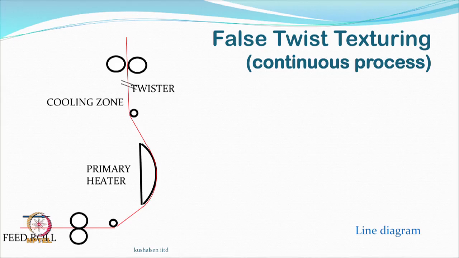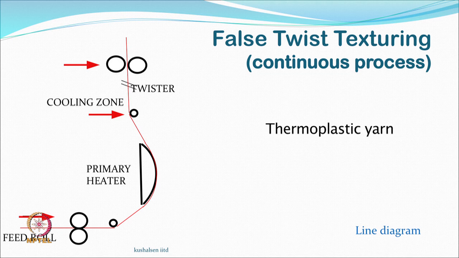This is a line diagram of another method which is called false twist. So, the yarn comes from this side, maybe from a package, feed roller, you take the yarn, then there is something called a heater. So, the yarn passes over the surface of the heater and guided to another thing which is the take up roll, and between these two rolls you have, this is what we call as a primary heater. So, there is a heater if we are again looking at a thermoplastic yarn. If there is no thermoplastic yarn, then heater is not going to be the one which is the functional part, we will have to do something else. But let us say we have a thermoplastic multifilament yarn, then in that case we have a feed roller and a take up roller, and in between you have a heater.